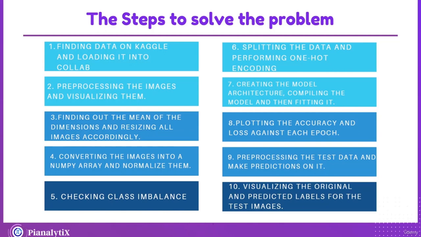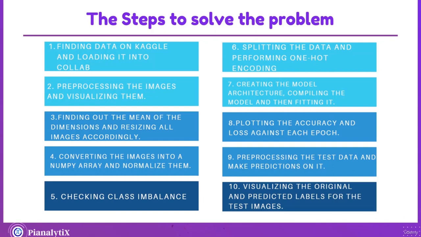Then we will find out the mean of the dimension of these images, and we will resize all the images into the same size, into the same format. Then we will convert these images into a NumPy array, because we need to mathematically work on them. We need to mathematically compute them. So we'll convert them into a NumPy array and normalize them.